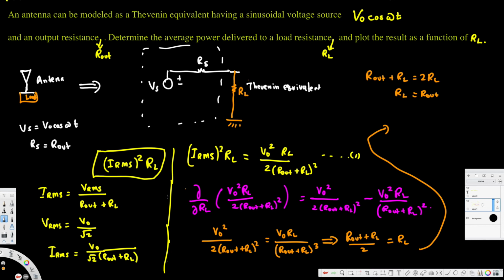So if we plot this in a graph, it's going to look like this. When we have power like this, the maximum power is going to occur at Rout, and that's it. That's what the question is asking: plot the result as a function of RL, with the peak at RL equal to Rout, and that's it.